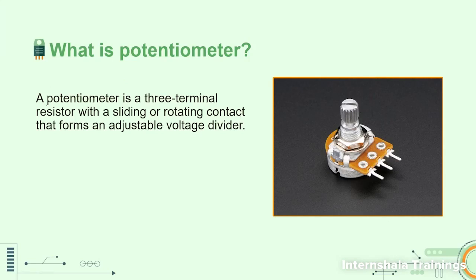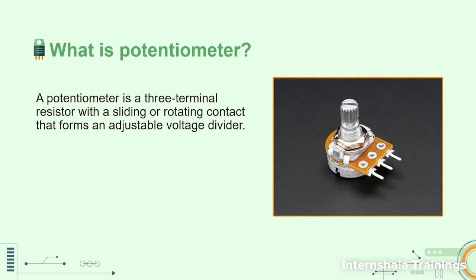What is written: a potentiometer is a 3-terminal resistor. So this is basically a resistor and you can see it has got 3 terminals. This one is the first terminal, then the second, then the third. These are the 3 terminals of the potentiometer. After that, it says with a sliding or rotating contact. You can see this is a knob of the potentiometer, and if we rotate this knob, the potentiometer is going to change the resistance. So it's basically a kind of variable resistor.